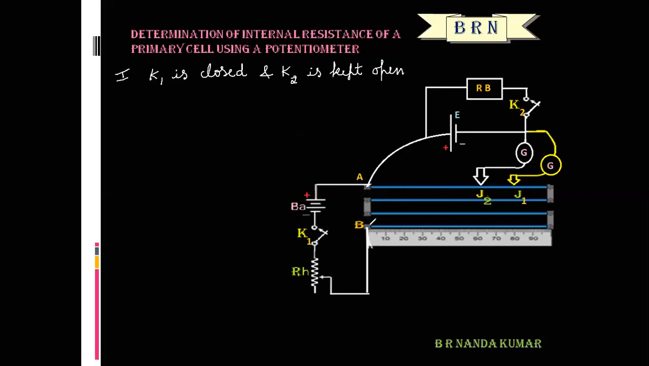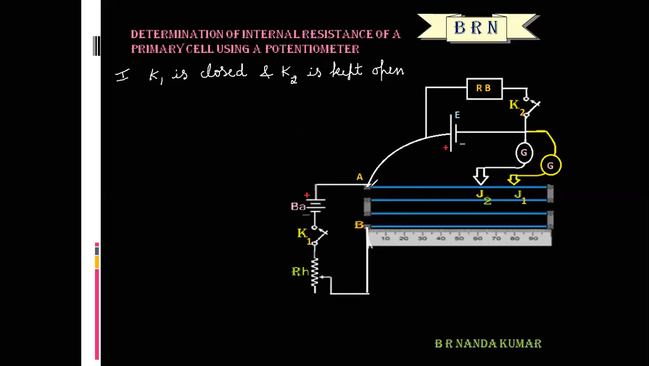The jockey is connected at point B. Then the galvanometer shows a momentary deflection, but in the opposite direction. So if the jockey is connected at point A, the galvanometer shows a momentary deflection to one side. If the jockey is connected at point B, it shows a momentary deflection in the opposite direction. That clearly shows the circuit connections are absolutely correct and there is no fault in the circuit. After that, the jockey is gradually moved.